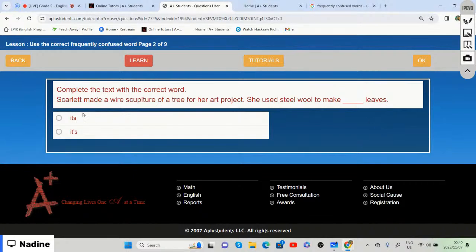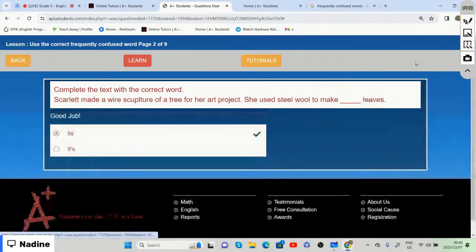So Scarlett made a wise sculpture of a tree for her art project. She used steel wool to make its, and we're going to choose the first one, its, without the apostrophe S, leaves. And its is correct.